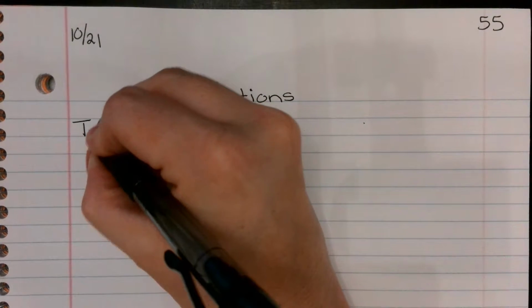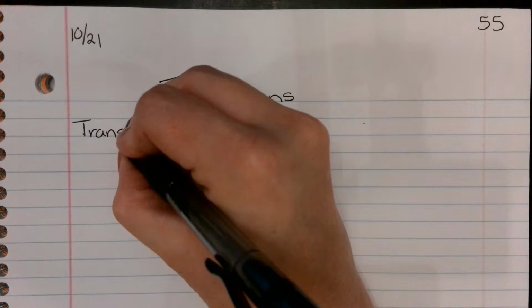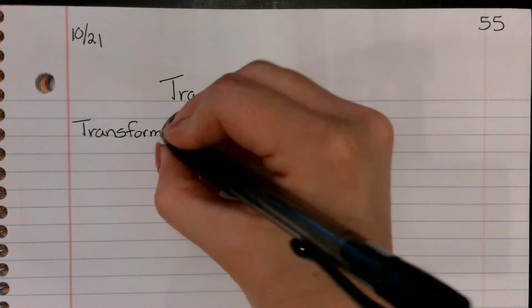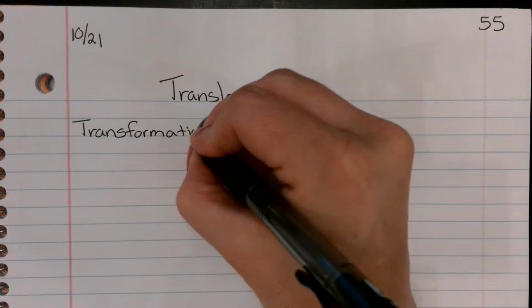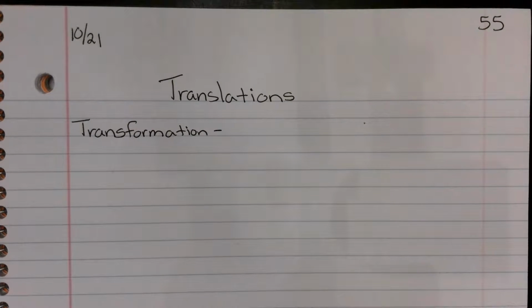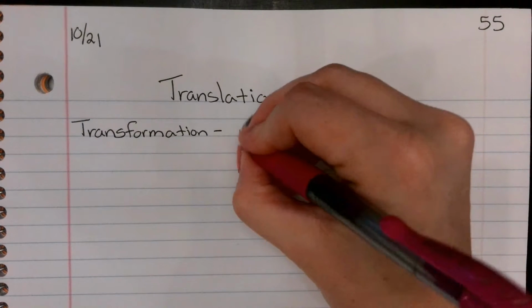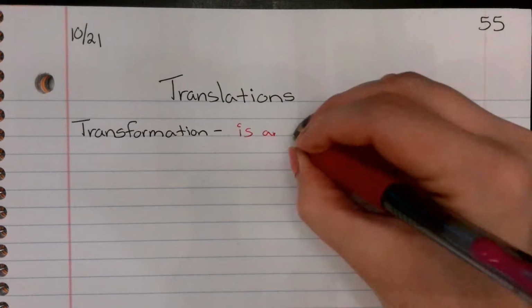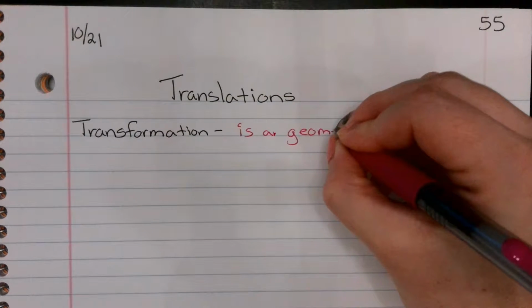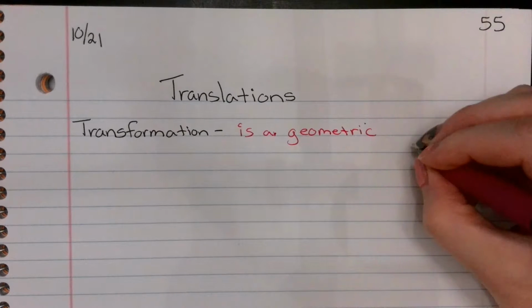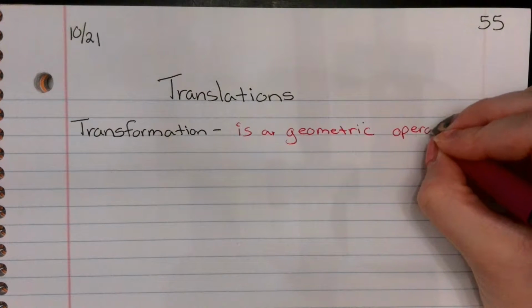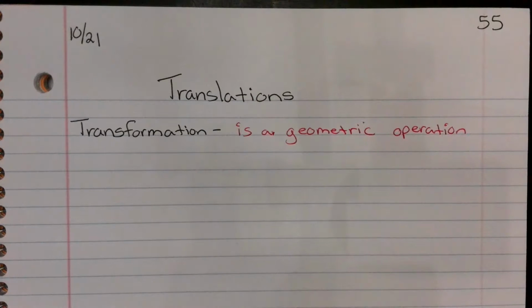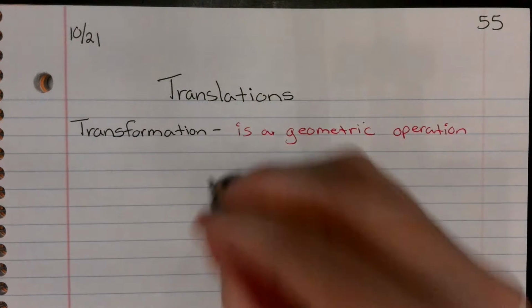So again, before we start talking about translations, I first want to go over what it means to transform a shape or make some kind of transformation to a shape. The transformation is just some kind of geometric operation that's going to transform an image or change an image. Like I said, there's several different transformations that you can do to a shape or to a set of points that will transform it.